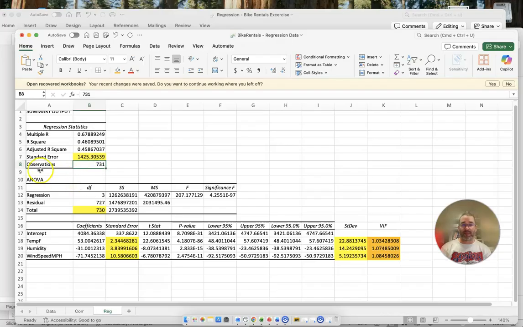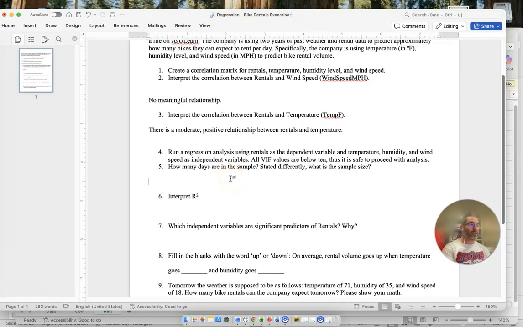This number right here, number of observations, is the same as sample size. So the answer is 731. Stated differently, we could say that the sample size is 731, or we could say there are 731 days observed in this sample. Either one's fine, full credit for both.